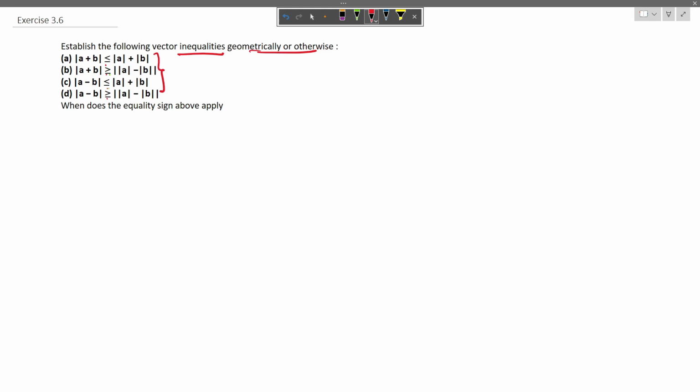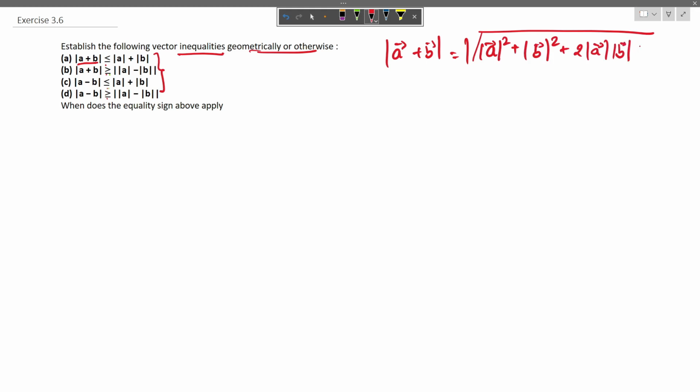So let us take the first case where we have been given the vector addition. So let us find out the formula of vector addition. Let us assume that there are two vectors a plus b. So the vector addition magnitude can be expressed as under root of vector a square plus vector b square plus 2 vector a vector b cos theta.